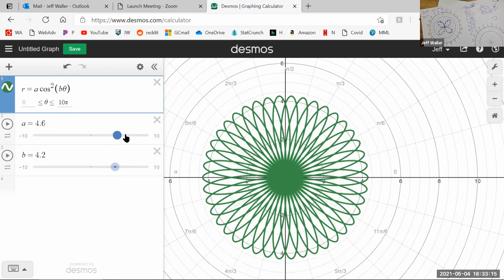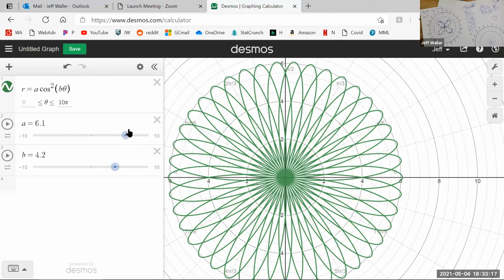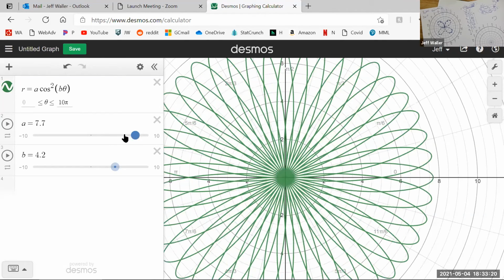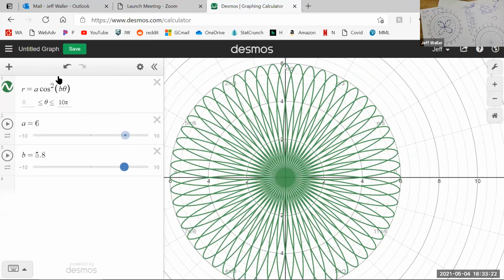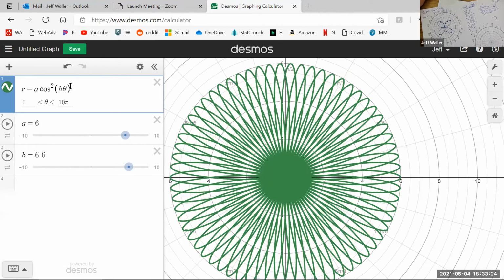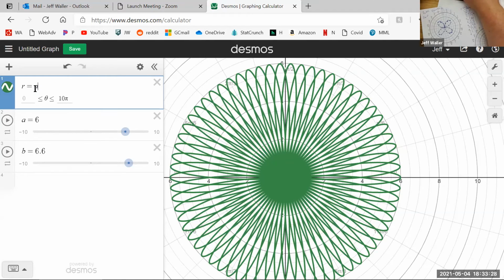Anyway, I don't know if I went too far for you guys. Look at the inside. Look at this. Isn't that neat? Anyway, so I mean, you can just type all kinds of weird stuff here. You got to be a little careful, I guess, because Desmos does get a little bit antsy about things.